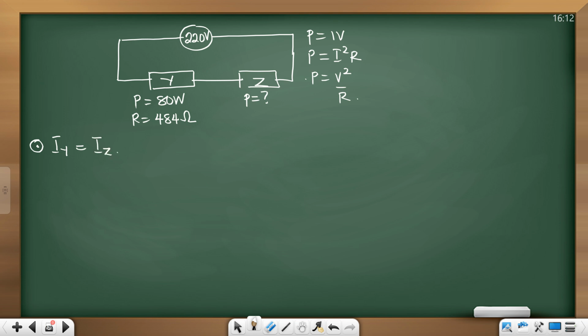Do you think we can calculate the current in Y? Yes. What formula? P equals I RMS squared R. By the way, this is P average. I'm just playing around with these formulas. There's nothing in this question. What is the power? 80. Do I know I? Nope. Do I know my resistance?